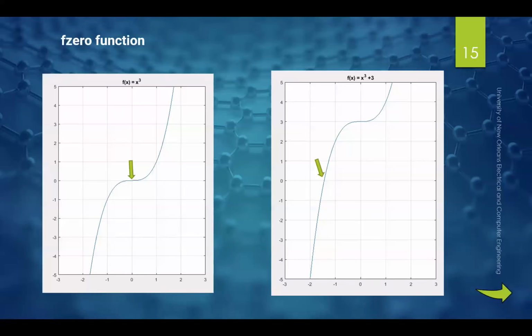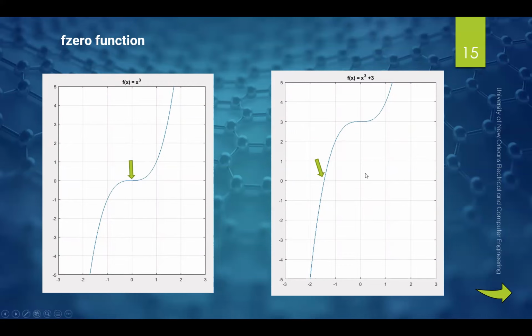I think it'll make it more clear because it's more graphical. Looking at the function on the left, we're looking at the function x cubed. If you plot that function, we can tell that the function touches 0 at 0. It's easy to see. If we modify this function and we now plot x to the third plus 3, it moves the function up on the y-axis by 3.